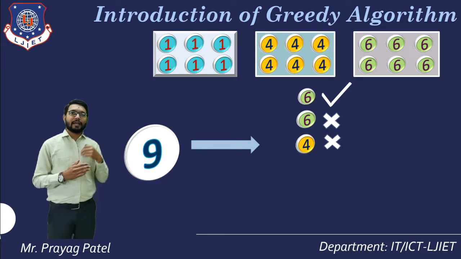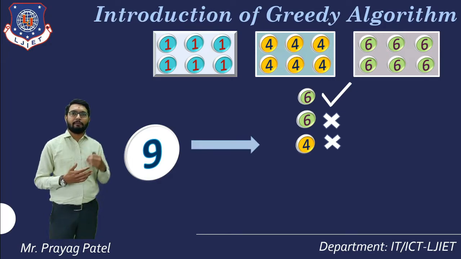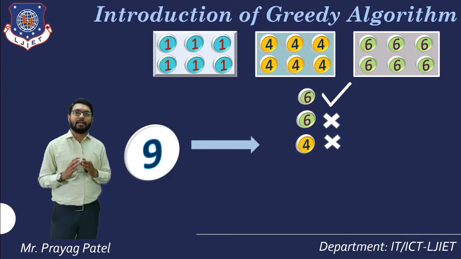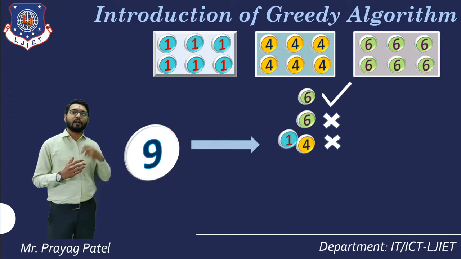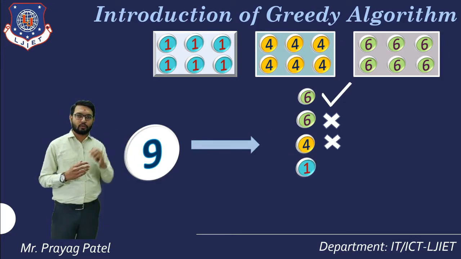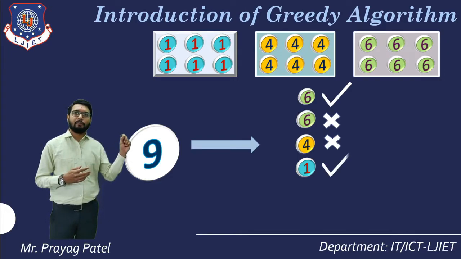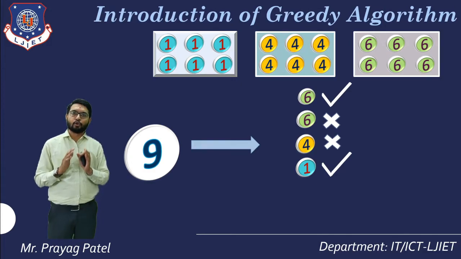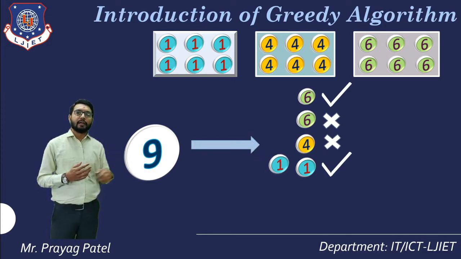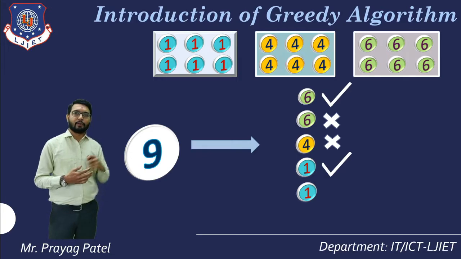Now if we select a coin of 6, it is not feasible. If we select a coin of 4, it is not feasible. So here remember the point of feasible solution. Feasible means possibility of a solution. Now check for another coin. The last coin is the coin of 1. So select one coin of 1. So here 6 plus 1 equal to 7. Yes, less than 9, so we select the one coin of 1. Then another coin of 1. Yes, select, because 6 plus 1 is 7, 7 plus 1 is 8.